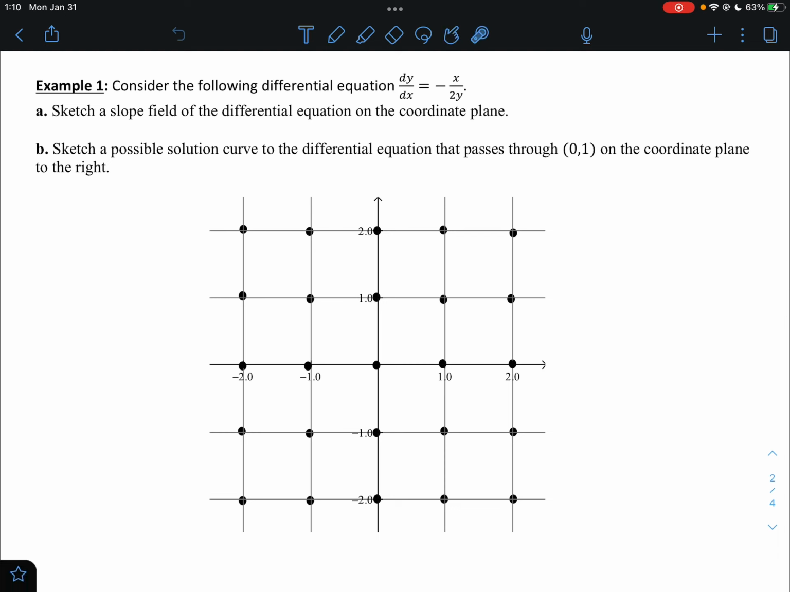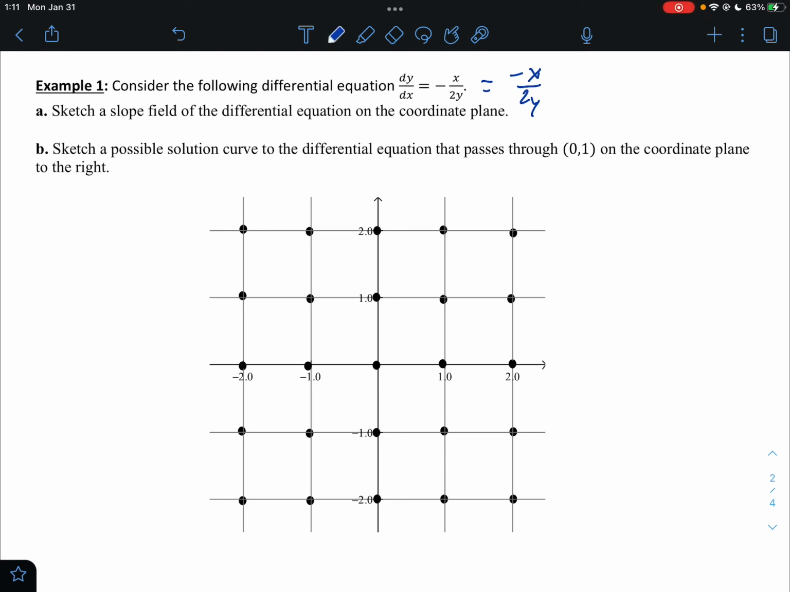Here we have a differential equation, dy/dx equals negative x over 2y. Or it might be more beneficial to think of it as negative x over 2y, or x over negative 2y. They all mean the same thing, but putting that negative with either the numerator or the denominator can make it a little bit easier to think of. So I'm going to stick with the numerator for now.